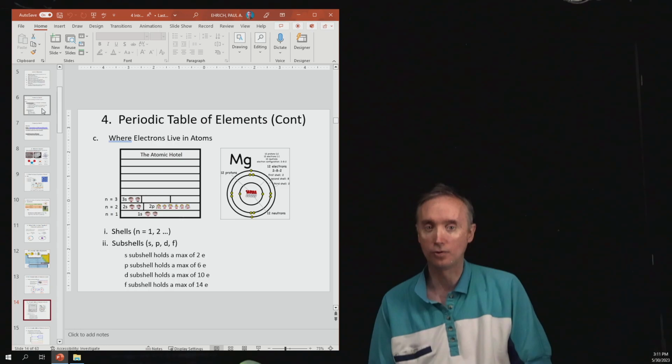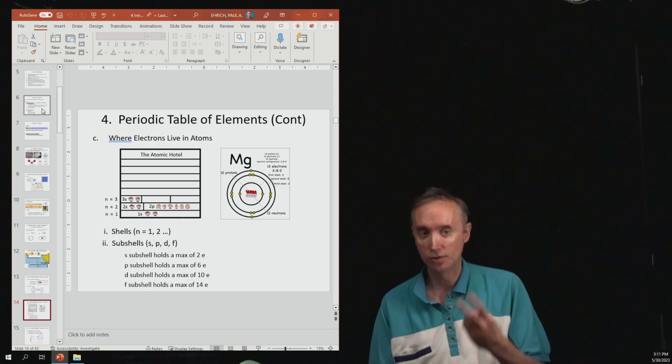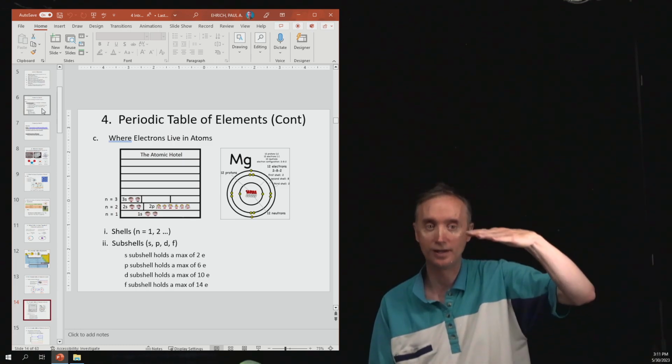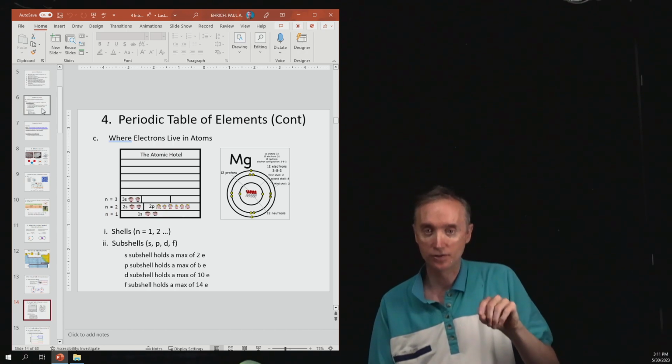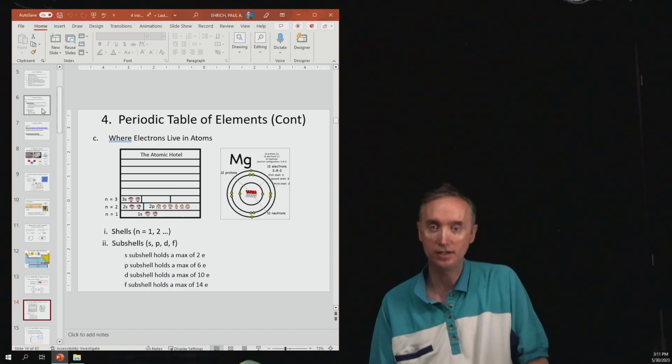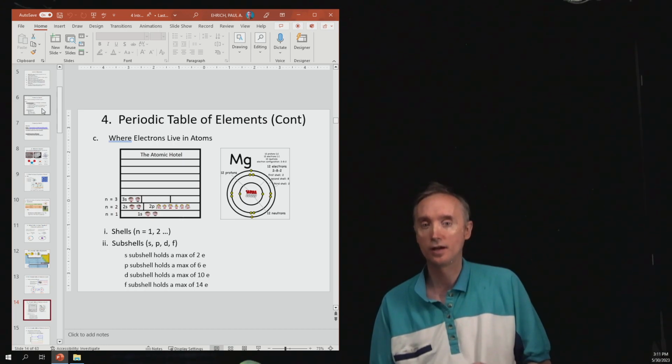Then when you go to the second floor, notice that you have 2 rooms. One room holds 2 electrons, and then the other room holds 6 electrons. Now that's as far as you need to go. I'd like for you to know what an S orbital is and what a P orbital is. So an S holds 2 and a P holds 6. Then notice that each floor that you go to, it adds another room. The next room that's added is called a D subshell, and then the F subshell, which you don't need to worry about. So just understand what it means when it holds 2 electrons, and what it means when it holds 6 electrons.